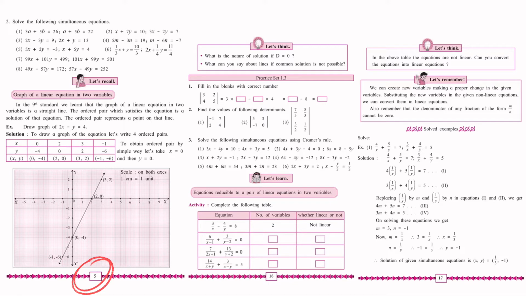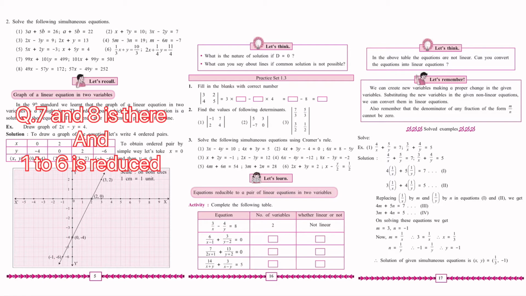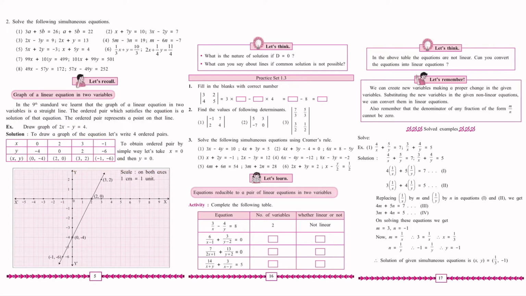On page number 5, question number 2, as you can see, solve the following simultaneous equation. From that, first, second, third, fourth, fifth, sixth is reduced because they have substitution and elimination method included in them. So substitution elimination is reduced, therefore the first 6 questions are reduced. Only 7 and 8 is there. The coefficients are interchanged, therefore that method is there. So first 6 is reduced, 7, 8 is there.